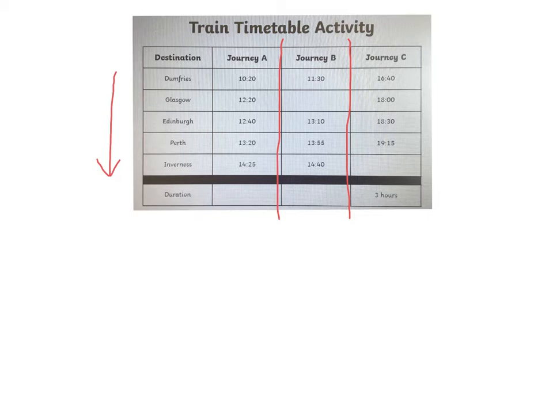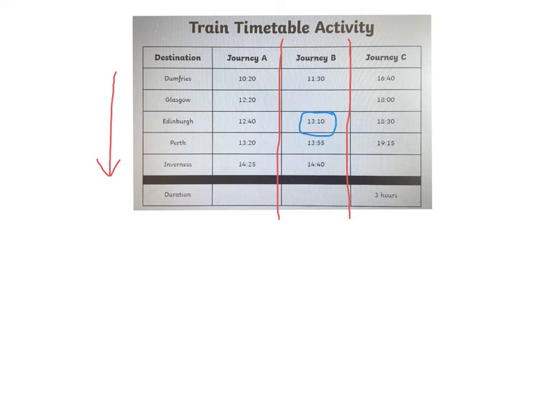So let's have a look at some examples of questions that we might be asked about this timetable. So one question you might be asked is, what time does, let's say, journey B or train B arrive at Edinburgh? So you have to look along the columns and find journey B. Then we have to look down and find Edinburgh, and there we go. We can see that journey B arrives at Edinburgh at 10 past 1.